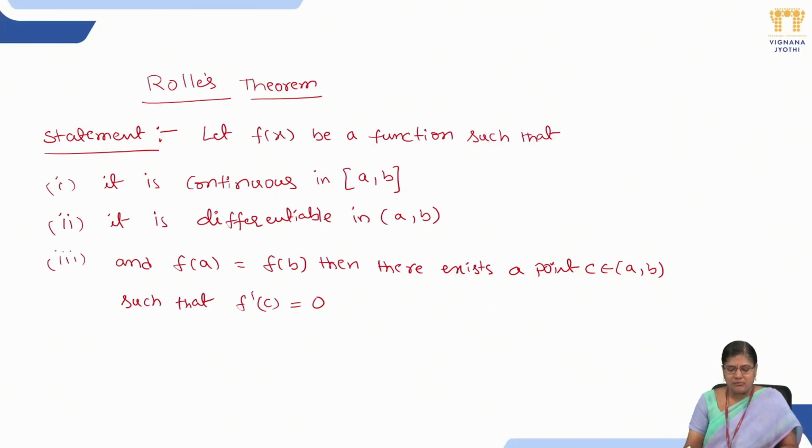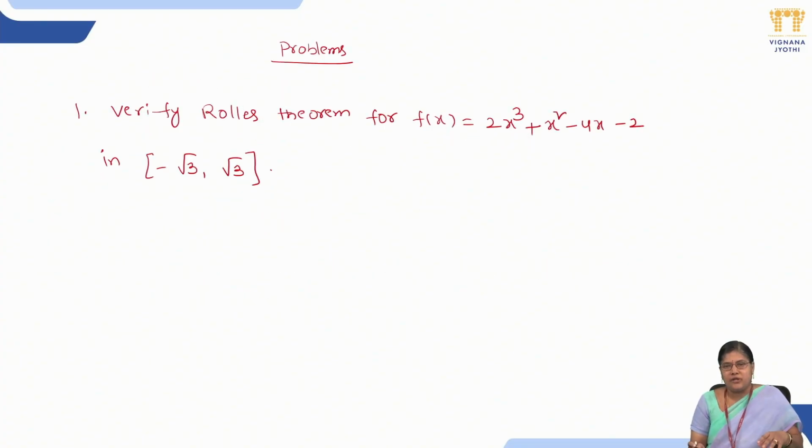The statement of Rolle's theorem is: let f of x be a function such that f of x is continuous in closed interval of a comma b, f of x is differentiable in open interval of a comma b, and f of a is equal to f of b, then there exists a point c belongs to open interval of a comma b such that f dash c is equal to 0. This is the statement of Rolle's theorem. Rolle's theorem is a helpful tool when analyzing traffic flow in traffic engineering. Now I am going to solve some of the problems related to Rolle's theorem.